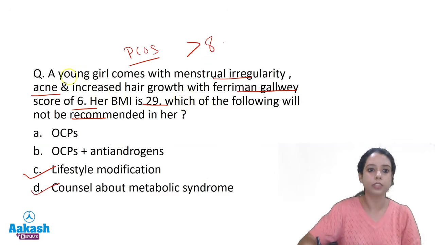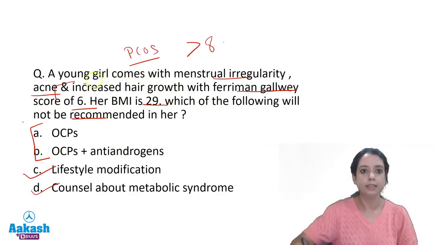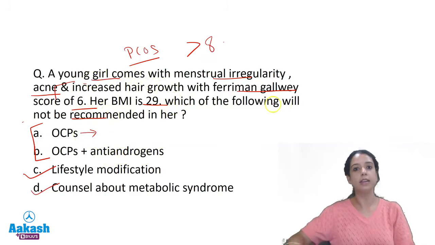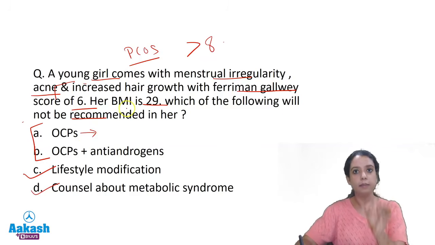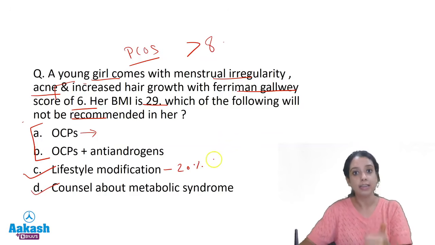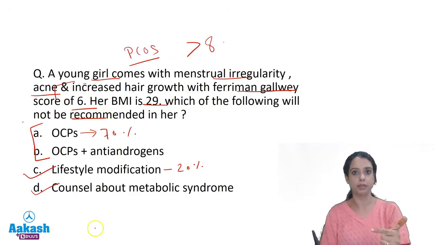Definitely. What made the question confusing was OCP with and without anti-androgens. She is a young girl. Her Ferriman-Gallwey score is low. You will give her OCPs. It is very clearly given in your reference book that if the patient has hirsutism, your first treatment is to ask her to reduce weight. In 20% of cases, all symptoms will resolve. Then next is OCP. 70% of patients respond to OCPs.